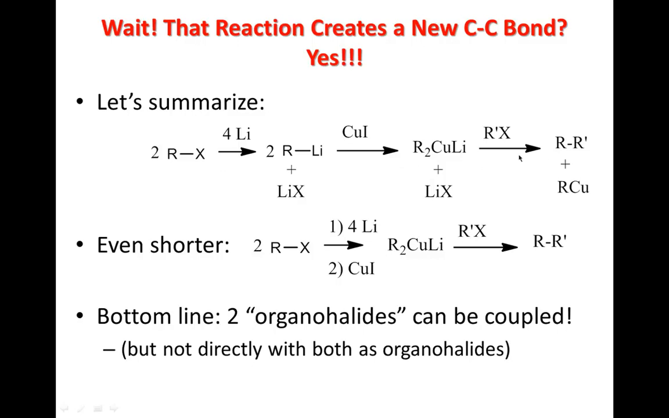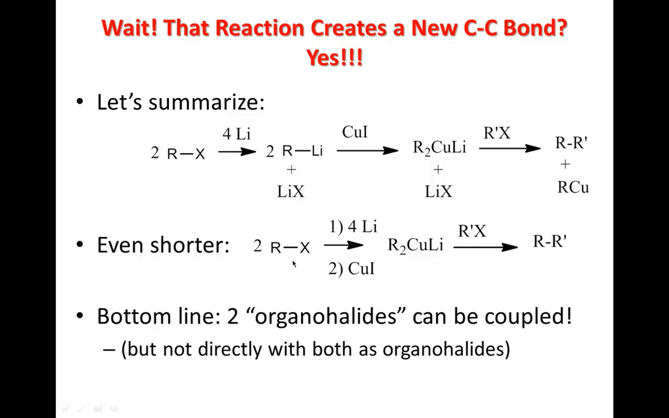Now you can shorten that up, and you can say I'm going to take 2 alkyl halides, react them with the lithium and the cuprous iodide, make the lithium diorganocuprate, and then the alkyl halide. So this is just shortening it up. It takes up less space. You know, we're all about taking up less space.